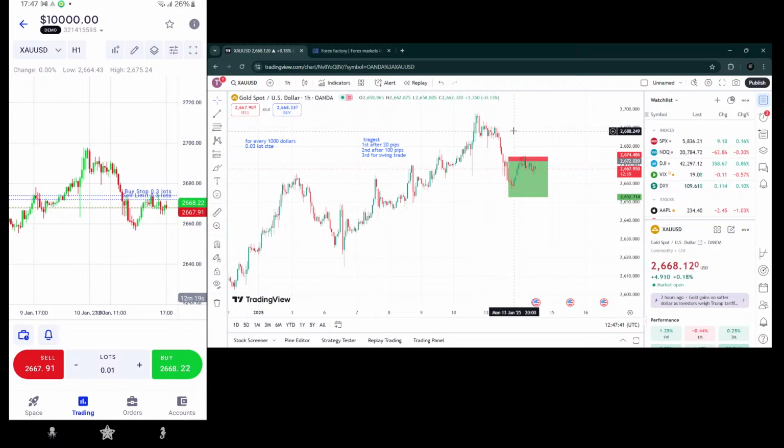So even before I started the live session, I set up my trade, and my gold hit 2671.5. But we'll see what happens. Right now, my gold is stuck. It's moving very slow.